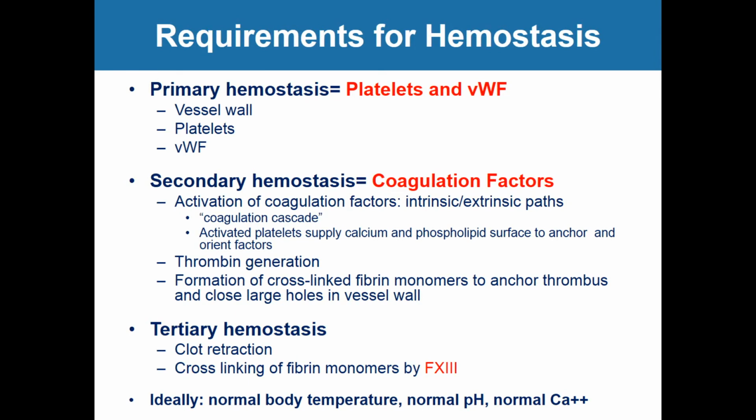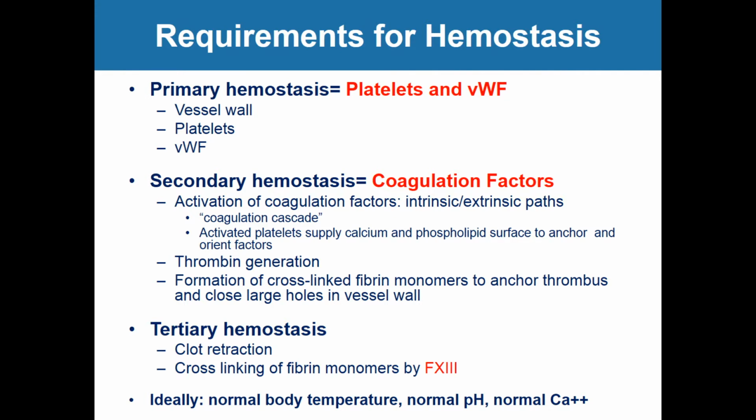The requirements for hemostasis are basically three areas. Primary hemostasis, which involves platelets and von Willebrand factor, and to a lesser degree, the vessel wall. Secondary hemostasis, which involves the soluble coagulation factors. There's activation of these coagulation factors by both intrinsic and extrinsic mechanisms, and the pathways have different initiation points that end in a common pathway. This is the coagulation cascade.